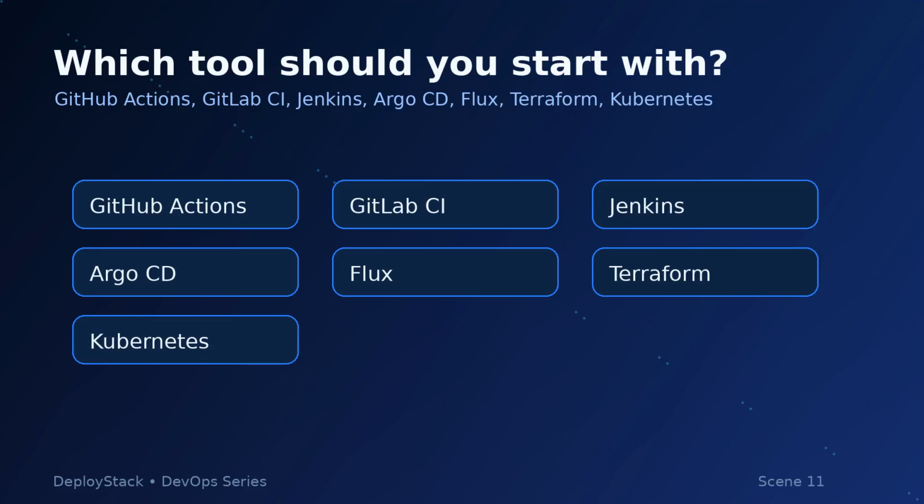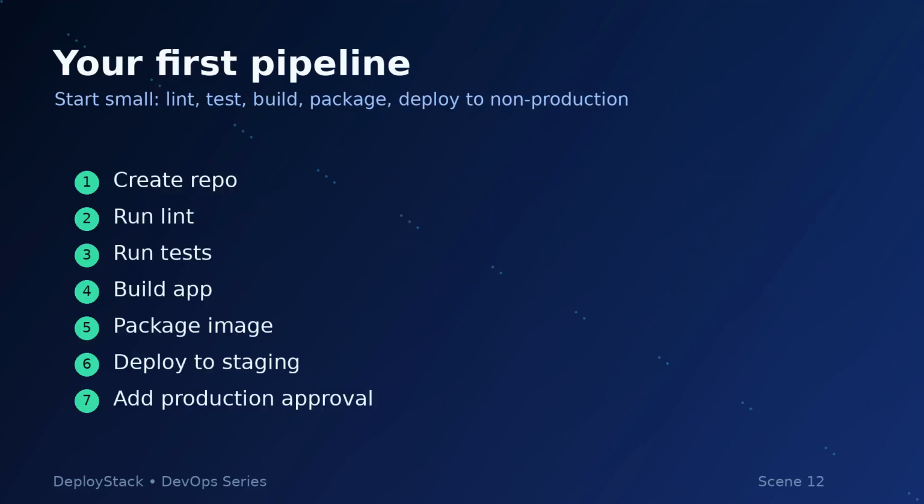So which tool should you start with? If your code is already on GitHub, GitHub Actions is a strong beginner choice because it lives directly inside the repository and has a large ecosystem of reusable actions. If your company already uses GitLab, GitLab CI is very integrated and powerful. If you are working in an older enterprise environment, Jenkins is still common and extremely flexible. If your focus is cloud-native delivery, you may eventually explore Argo CD, Flux, Helm, Terraform, and Kubernetes-based deployment workflows. But do not start by chasing every tool. Start by understanding the pipeline.